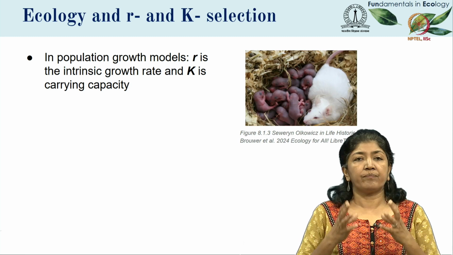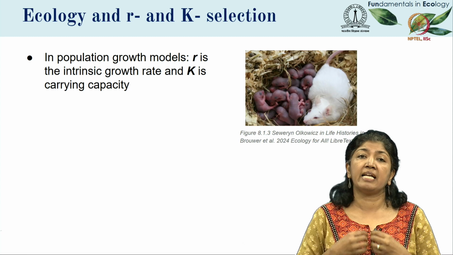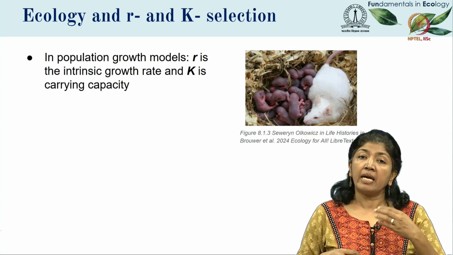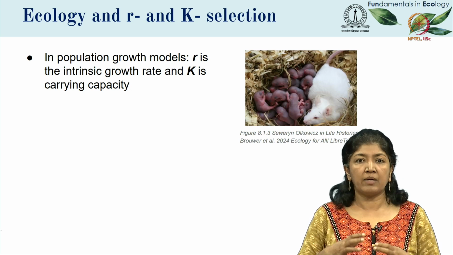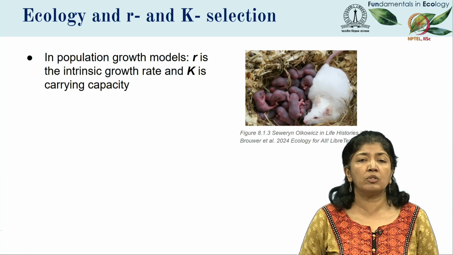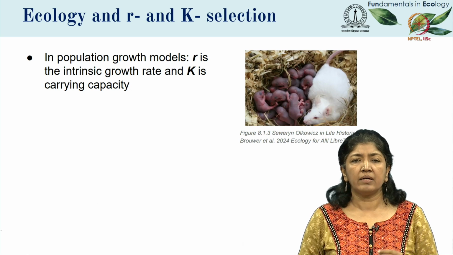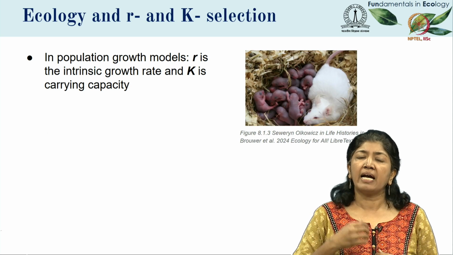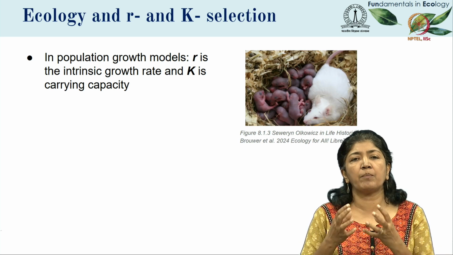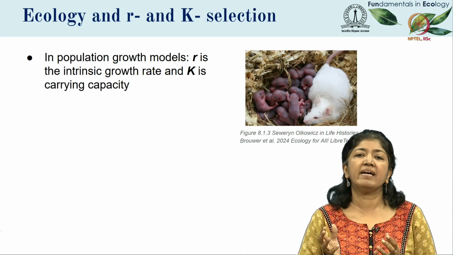A classic kind of variation in life history strategies that has been proposed has to do with r and K selection. In the population ecology module that will follow subsequently, you will learn about population growth models. In these models, there are two key parameters. One is r, which is intrinsic growth rate, and K represents the population at carrying capacity, that is the population that an environment can support based on the resources available.